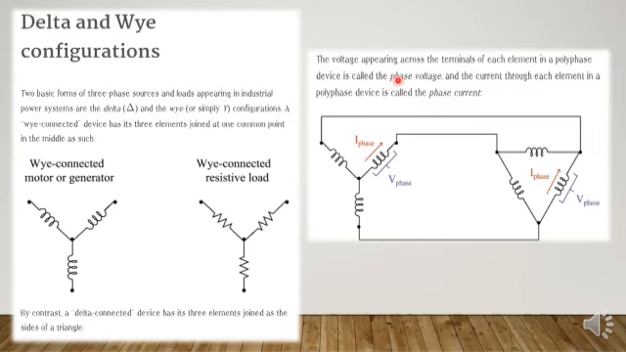So, the voltage appearing across the terminals of each element in a polyphase device is called the phase voltage. Yan, yung voltage dito. And the current through each element in a polyphase device is called the phase current. Phase current yan.